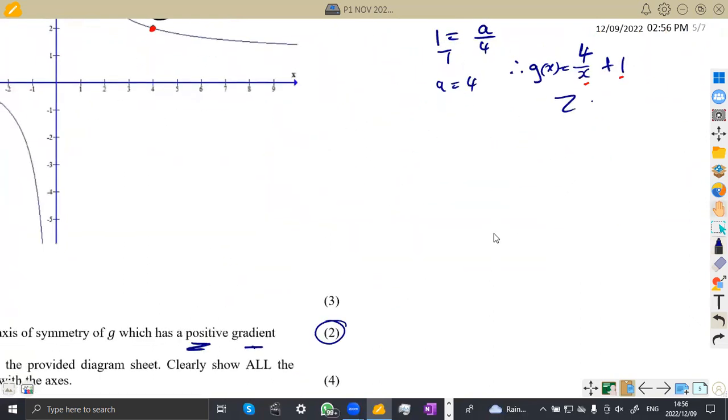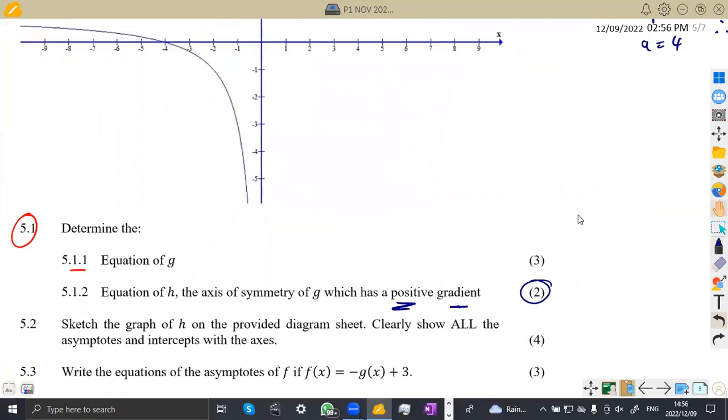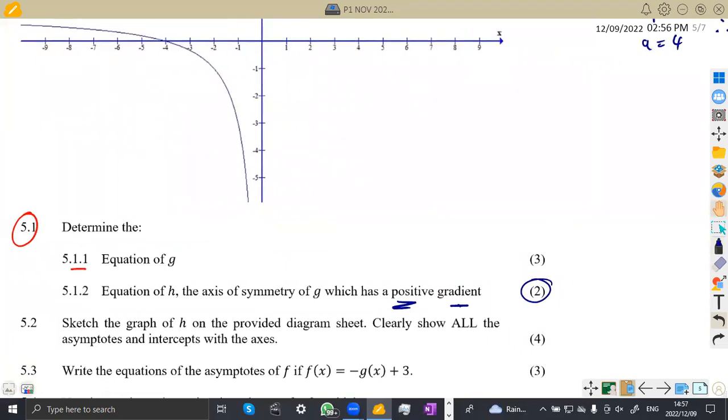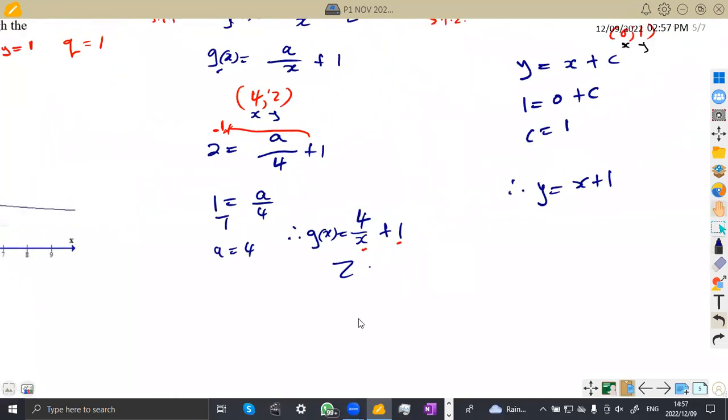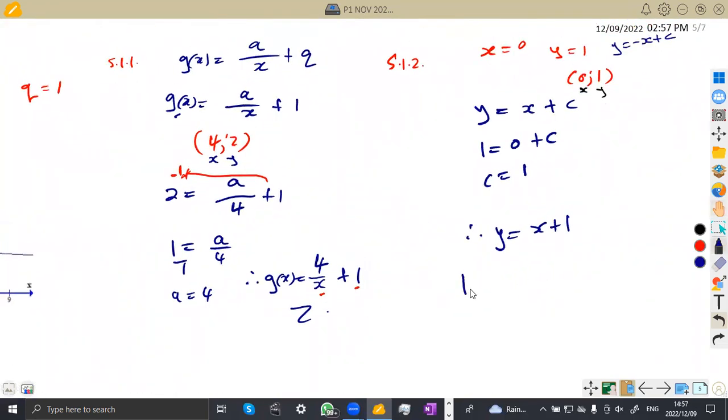So that's the equation of the axis of symmetry, and it is the equation of h. So we can write this as h(x). All right, that's the equation of h(x). So h(x) is equivalent to x plus 1. So that's our equation there.